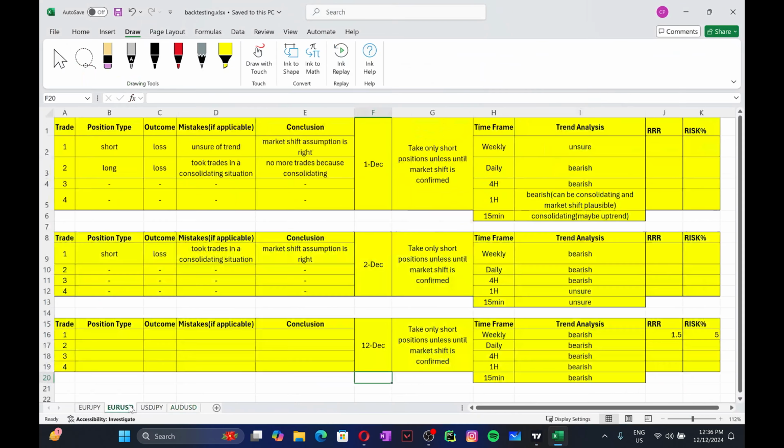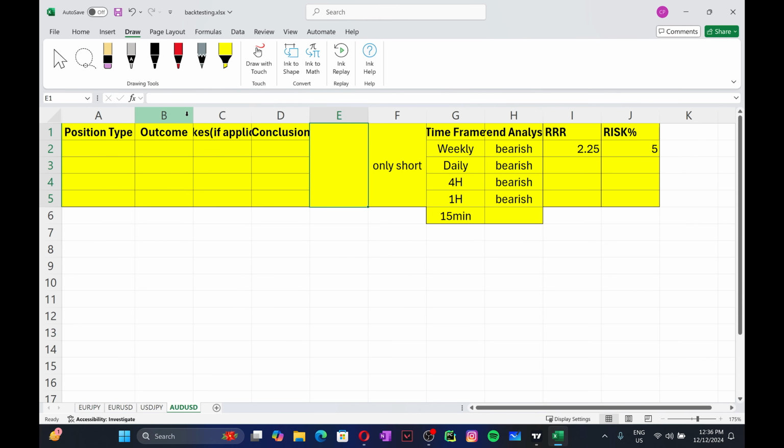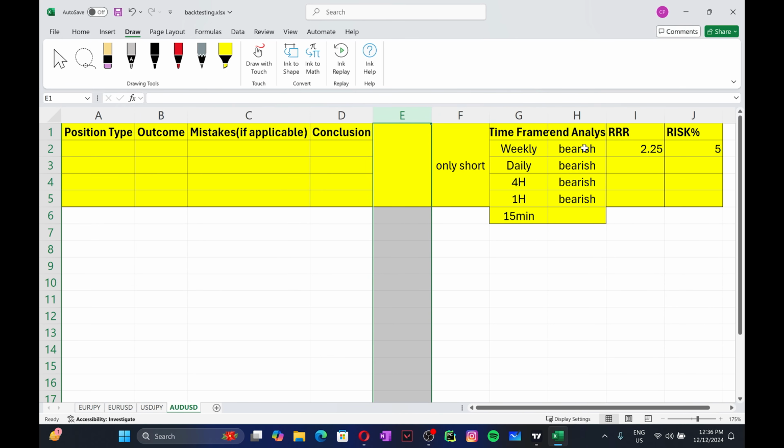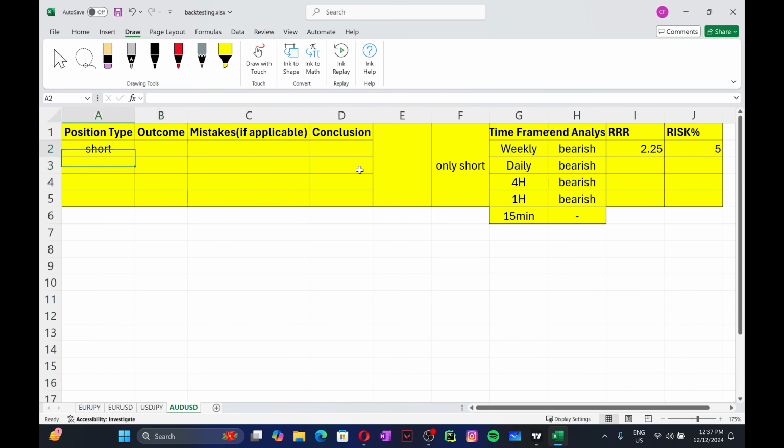So 2.25 and 5% risk. If you make even profit on this, it's going to be really good for us because that's a high risk reward ratio. Alright, so our first position in this is actually a short position. And let's see, today is again 12th December.